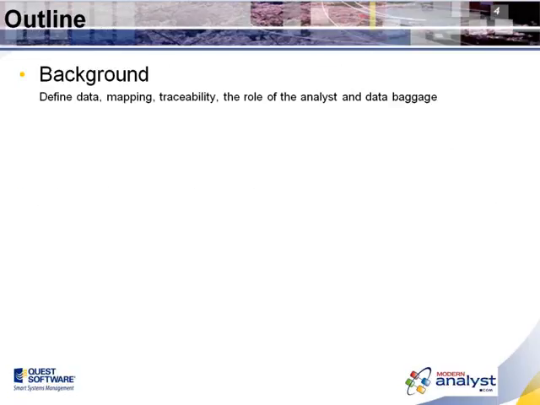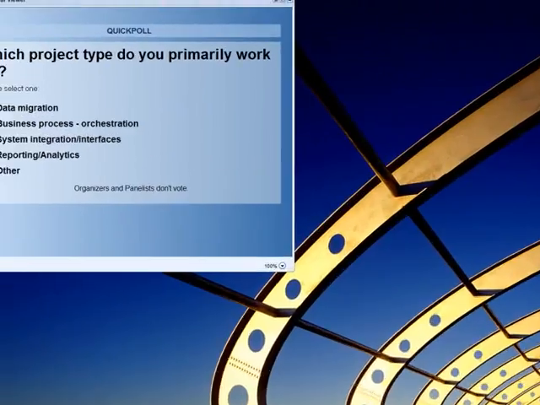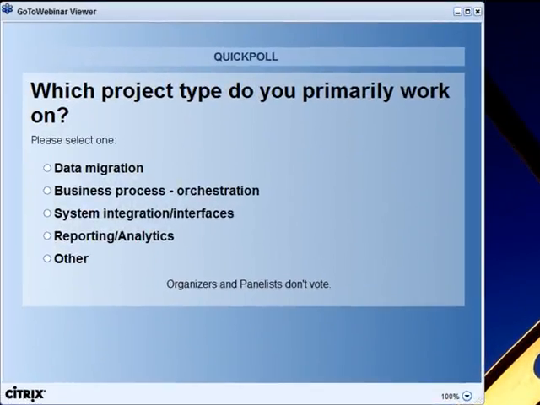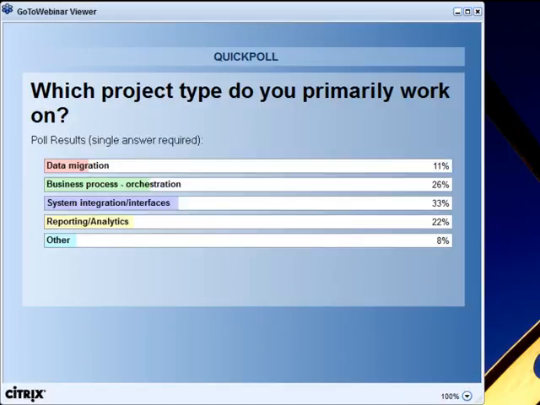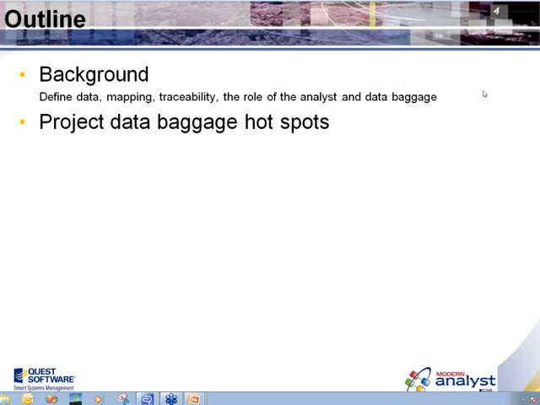Before we start, I think we have a poll that we could take about what sort of projects you guys work on. So if we can kick off that first poll. While that poll is going on, the first thing we'll do is get some background information on some of the key terms that we're going to be discussing and how they relate to the role of the analyst and to data baggage. Then we are going to discuss the project data baggage hotspots. Okay, so it seems mainly system integration, interfaces and business process. Okay, so if we go back to the presentation.